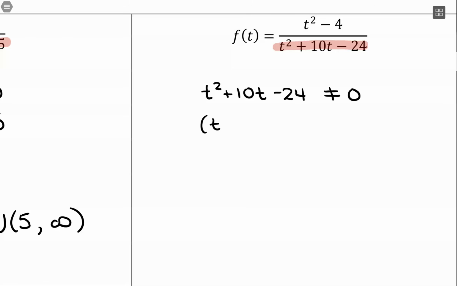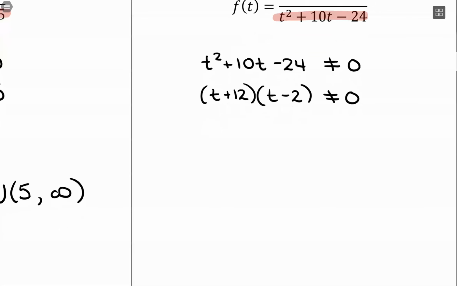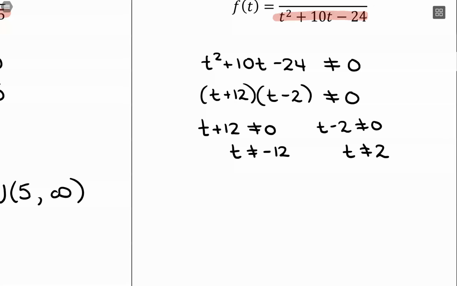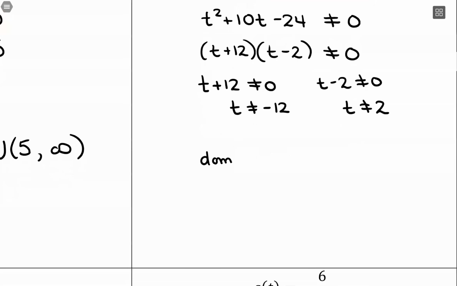So I'm going to factor. Two values that multiply to negative 24 and add up to 10 are 12 and 2. So I'll need a positive 12 and a negative 2, and that factored form cannot equal 0. Then I can split it up: t plus 12 cannot equal 0, and t minus 2 cannot equal 0. Subtracting 12 from both sides, t cannot be negative 12, and t cannot be positive 2. So for my domain, I'm not allowed to have either of those values.